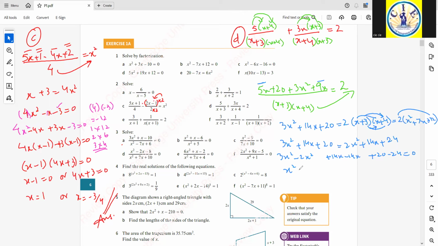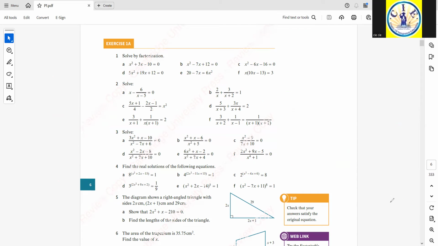So that I can have x squared, this vanishes, minus 4 equals 0. So x squared equals 4. Now taking square root on both sides, square root of x squared is equal to square root of 4 with a plus minus sign. x is equal to plus minus 2. So x is equal to negative 2, or x is equal to 2. That's the answer to part D. Now it's part E.